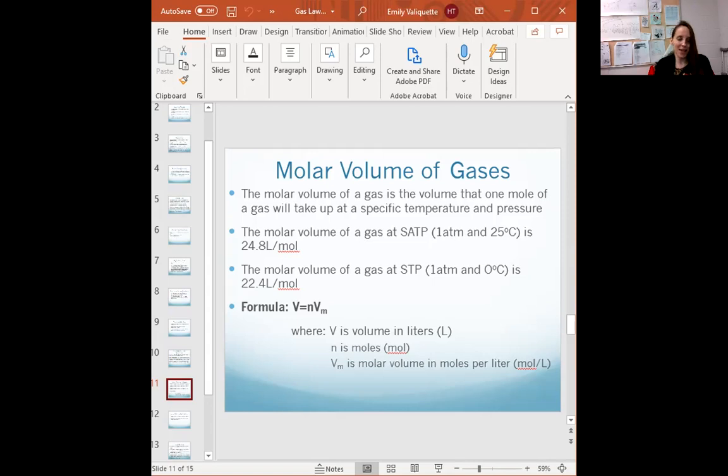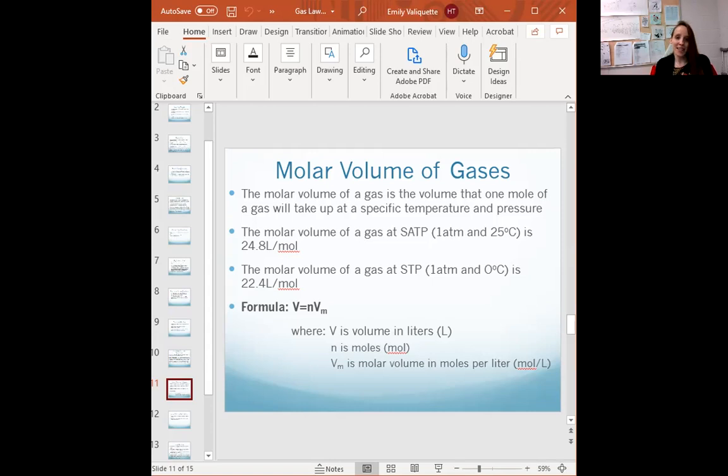So SATP is 1 atmosphere, 25 degrees Celsius. STP is 1 atmosphere, 0 degrees Celsius.